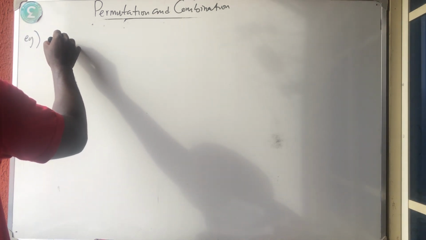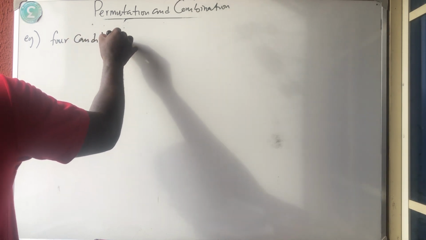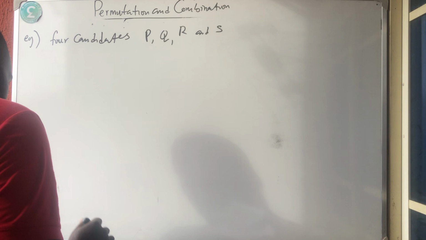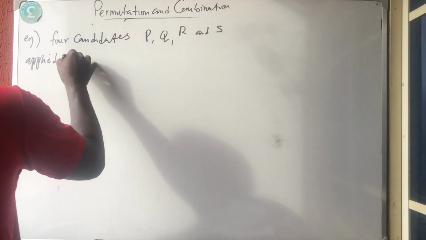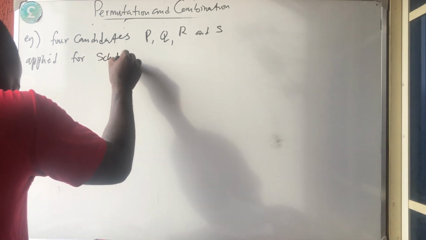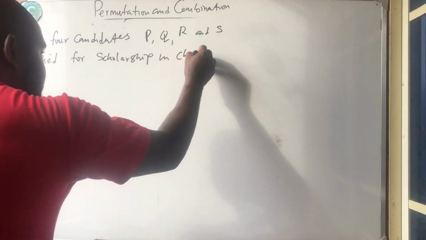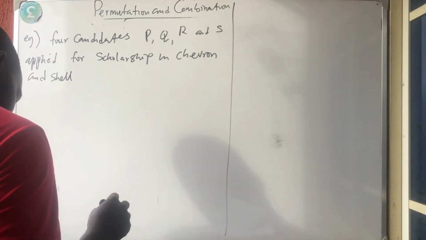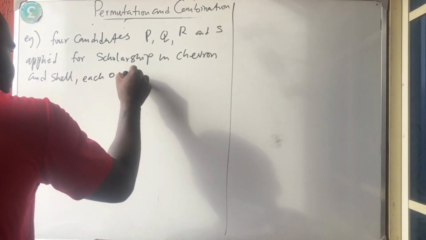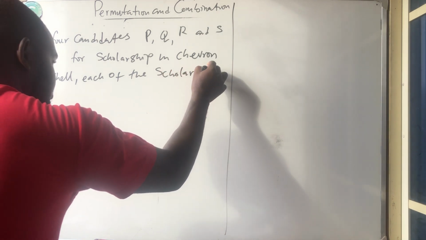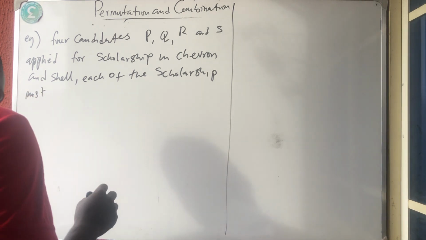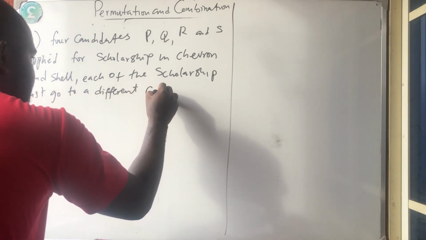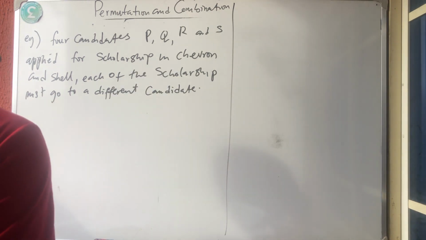Okay, they say 4 candidates P, Q, R, and S applied for scholarship in Chevron and Shell, each of the scholarship must go to a different candidate. List the possible ways.